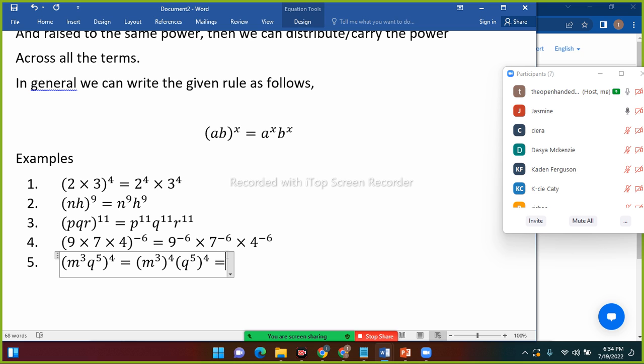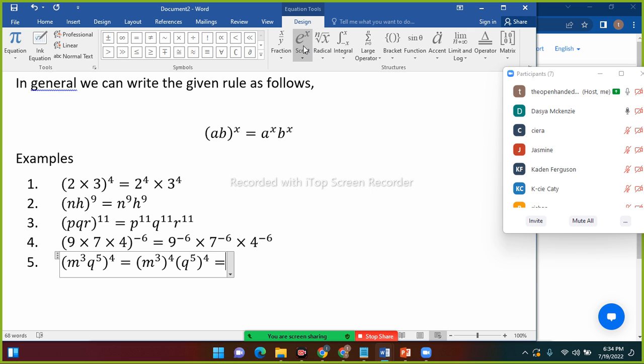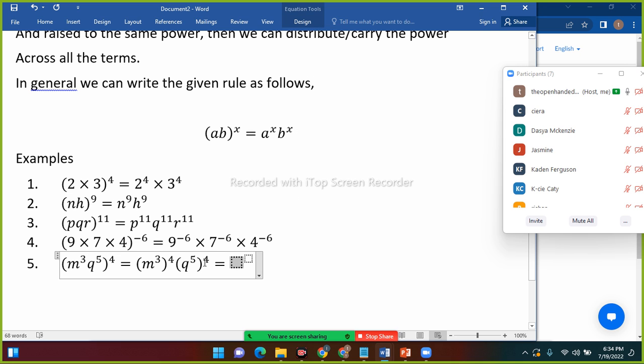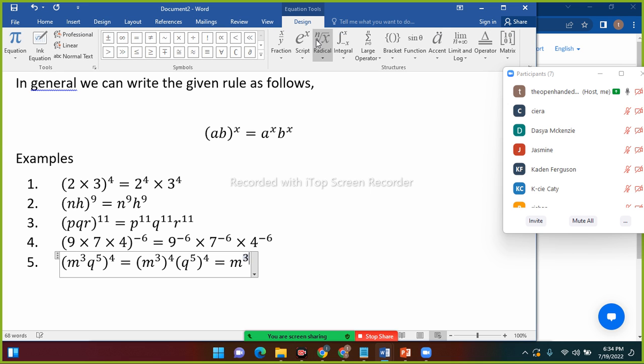4 times 4? No. No, not 4 times 4. Maybe M to the power of 12 and Q to the power of 20. Excellent. Because remember, we're gonna multiply these two powers, right? 3 times 4. So you're gonna have m to the power of 3 times 4.